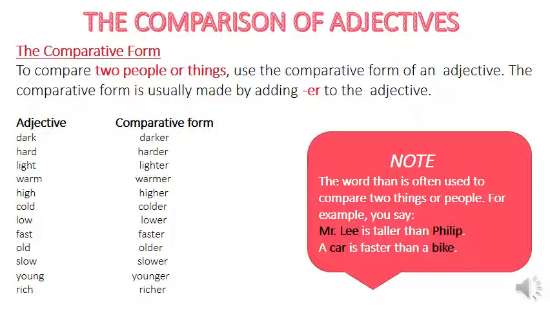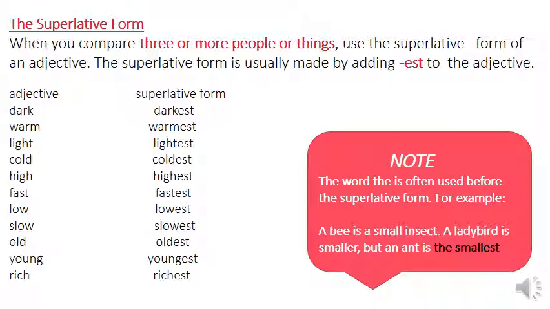So let's read the note here, the word that is often used to compare two things or two people. For example, you say Mr. Lee is taller than Philippe. So here I'm comparing two people. In the second sentence, a car is faster than a bike. So you always use the comparative adjective with than. So taller than, faster than, colder than, higher than, younger than. Okay? This is the comparative form.